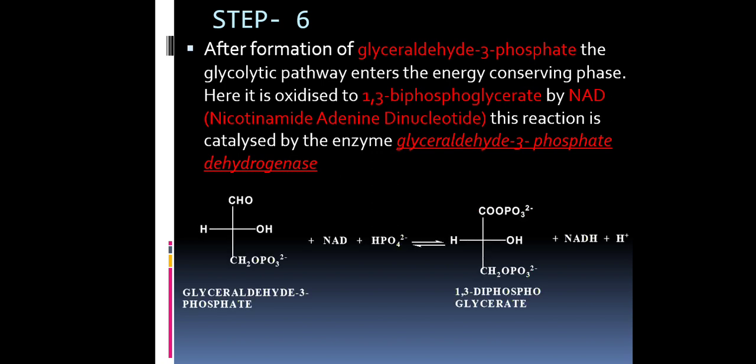So what happens? Glyceraldehyde 3-phosphate is oxidized by NAD, and remember that in the presence of inorganic phosphate, HPO4 2-, which gives you 1,3 diphosphoglycerate. So the difference you can clearly see: in glyceraldehyde 3-phosphate, you have a phosphate group in the third position, PO3 2-, in the third carbon. In 1,3 diphosphoglycerate, you have 2 phosphate groups, one in the first carbon and another one in the third carbon, with the release of NADH and H+.